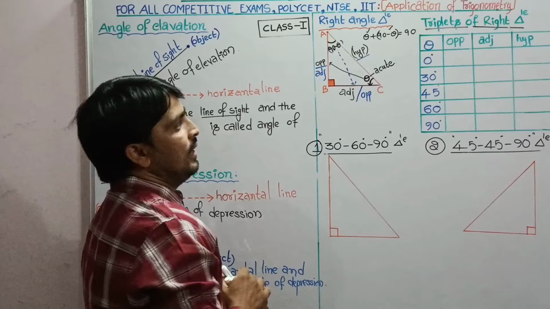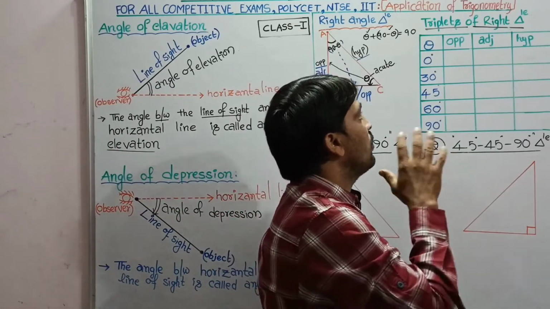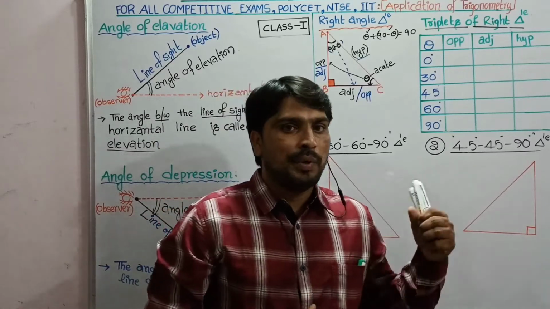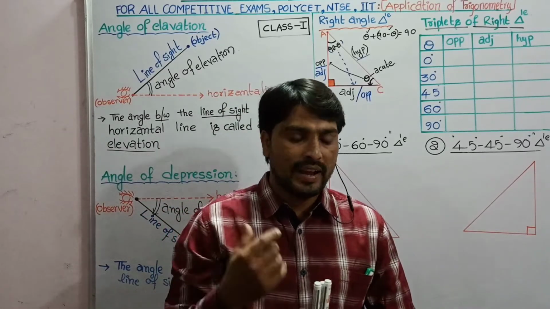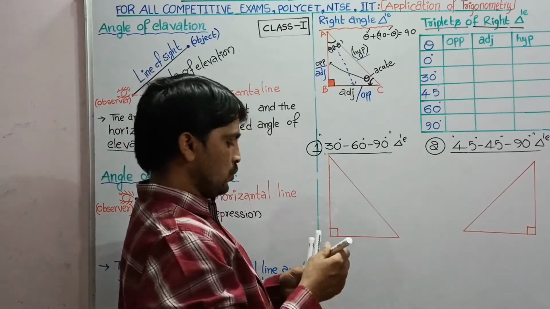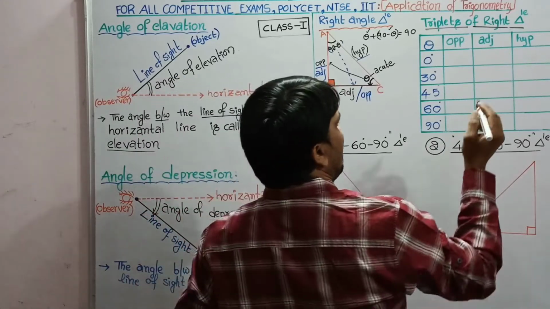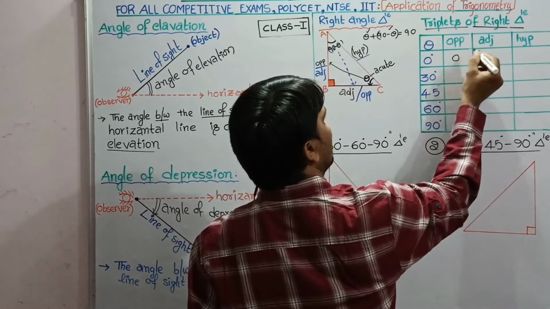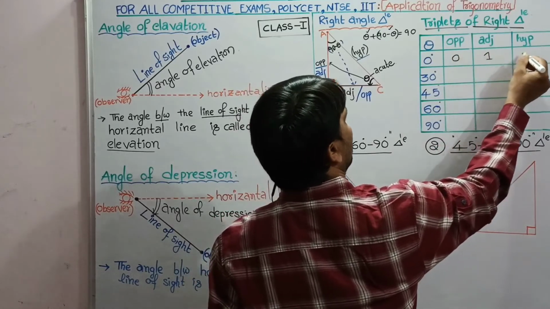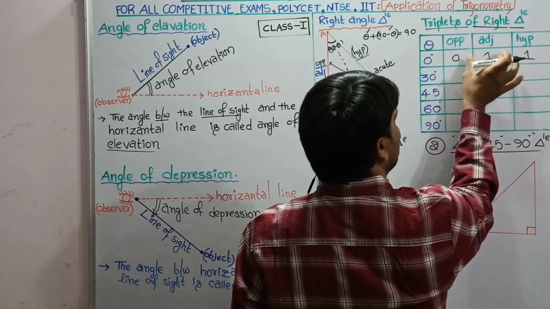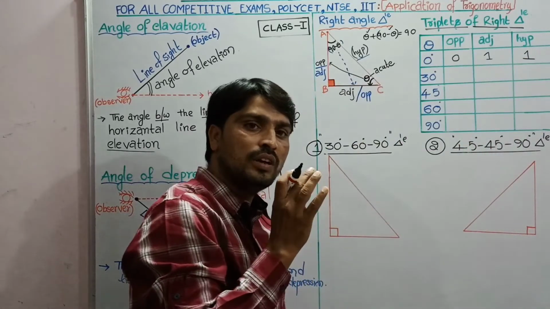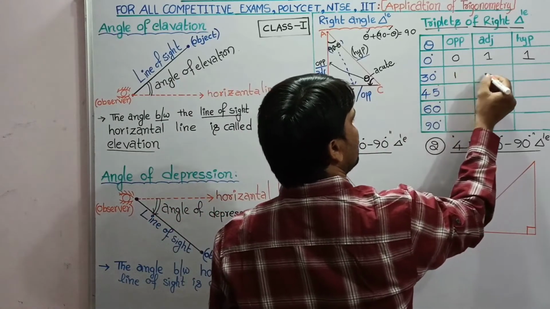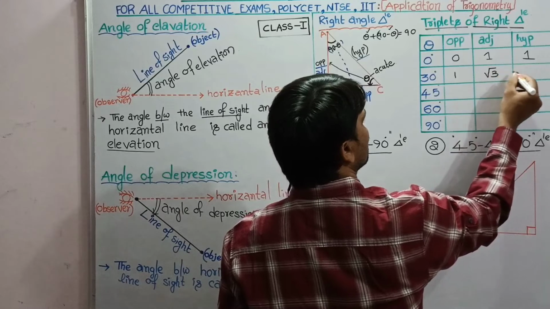Now let us find this table, which is called the triplets of a right angle triangle. We all know the triplets of a right angle triangle for different angles. We know that for 0 degrees, opposite is 0, adjacent is 1, and hypotenuse is 1. This is the triplet of 0 degrees. And the 30 degree triplet is 1, root 3, 2.